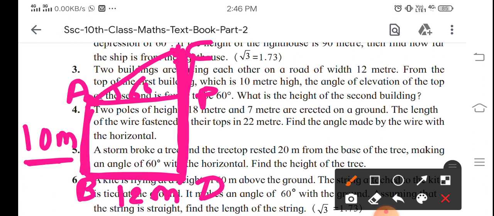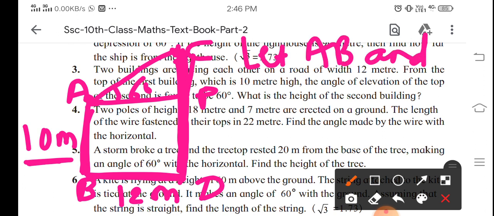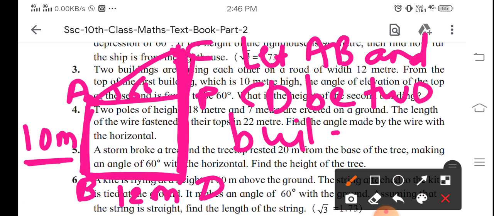I think this question is clear now. So we'll move ahead and solve it now. First, write down everything: let AB and CD be two buildings. Then write AB, they have given 10 meters.